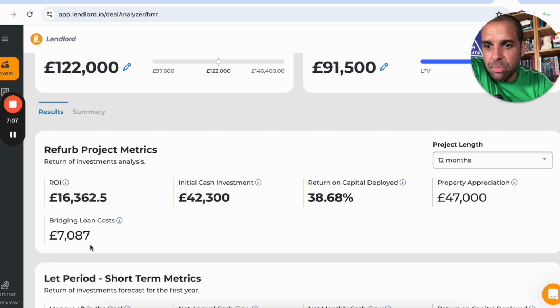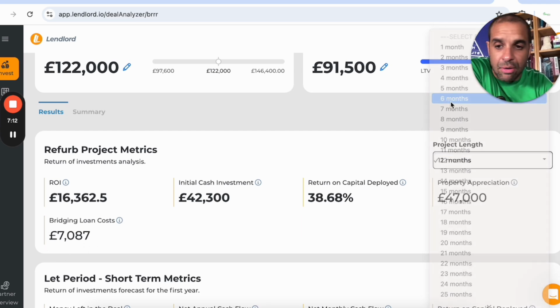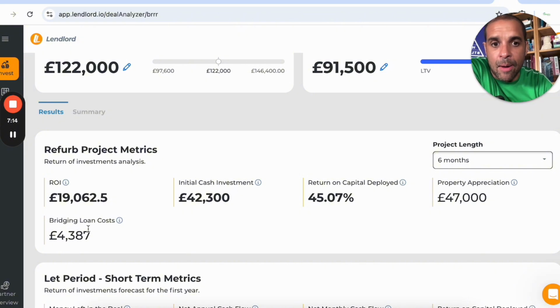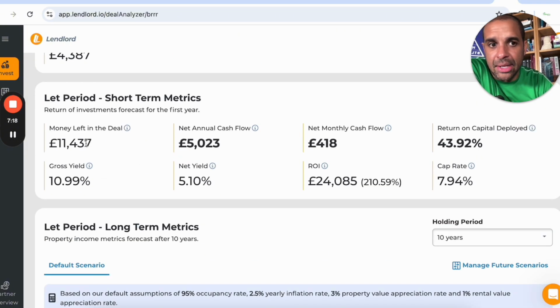Instantly, it's going to tell you how much the bridging costs are, which is good. If you think this refurbishment is more like a 6-month project and turnaround, you can change that down. But the numbers you're looking at are the return on capital employed and then how much money is left in the deal. With how much money is left in the deal, most people are going for like 5-10k on average, although sometimes you get more.